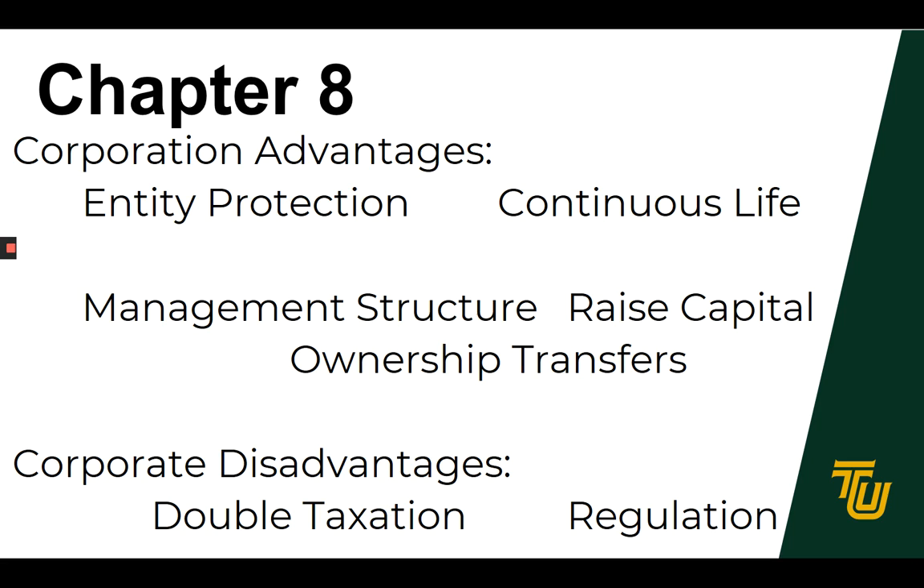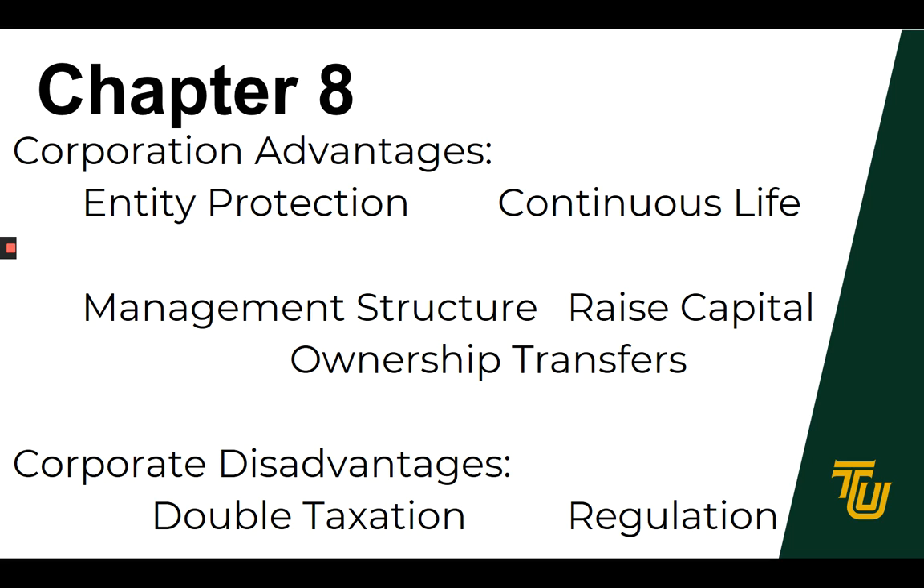So there are some really key advantages to being a corporation. Again, we have that entity protection, where we are a separate silo from the company, and that company can stand alone. Continuous life: corporations don't live and die. Proprietorships die when the proprietor dies. Partnerships die when one of the partners is withdrawn from the partnership or a new partner is added. So there's continuous life available for a corporation.